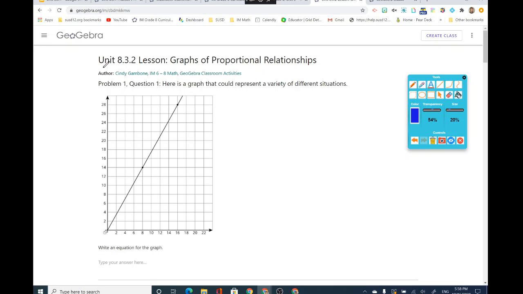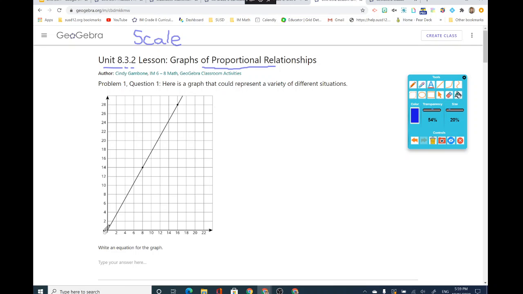Let's get started. This is 8th grade math, Unit 3, Lesson 2. Today you are going to learn more about graphs of proportional relationships. And you will see that you can have the same proportional relationship graphed with a different scale. Let's learn about scale today.